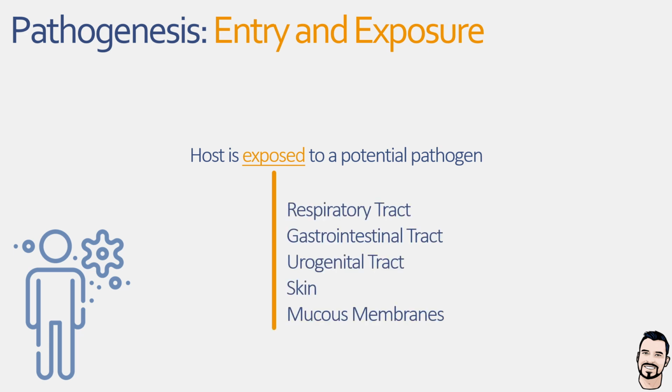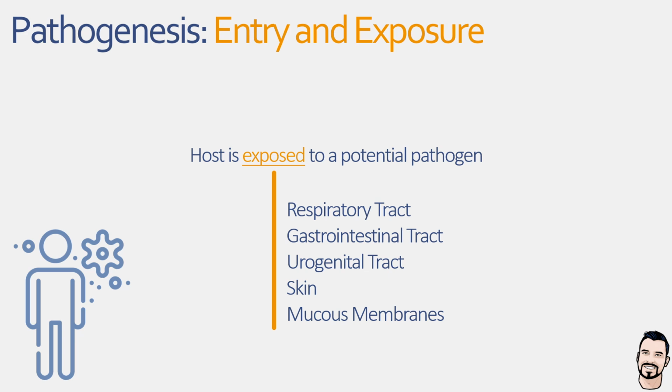One major route is the respiratory tract, where pathogens are inhaled as aerosols or droplets through coughing, sneezing, or even normal breathing. Another important route is the gastrointestinal tract. Here, pathogens enter through the ingestion of things like contaminated food or drink, and if something survives the stomach acid and reaches the intestines, it can establish infection there. The urogenital tract is another potential entry point, often through sexual contact.